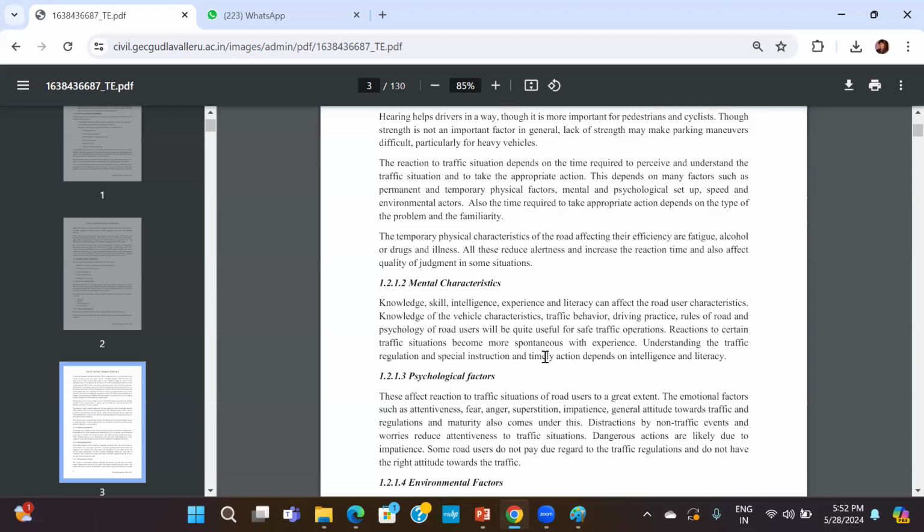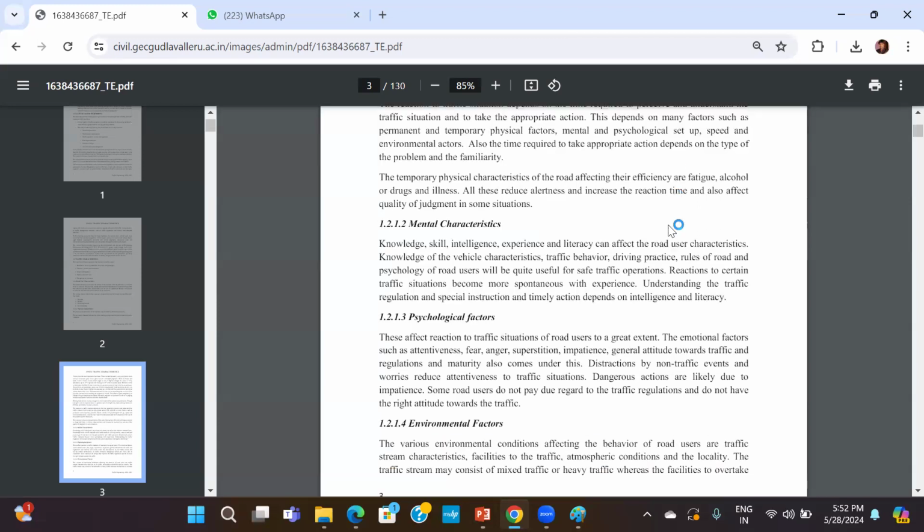Reaction to certain traffic situations becomes more spontaneous with experience. Understanding the traffic regulations and special instructions, and timely action, depend on intelligence and literacy. If he has more knowledge about the traffic signals and traffic operations and how a vehicle can be controlled, then he can handle the situation very easily. So that comes under mental characteristics.